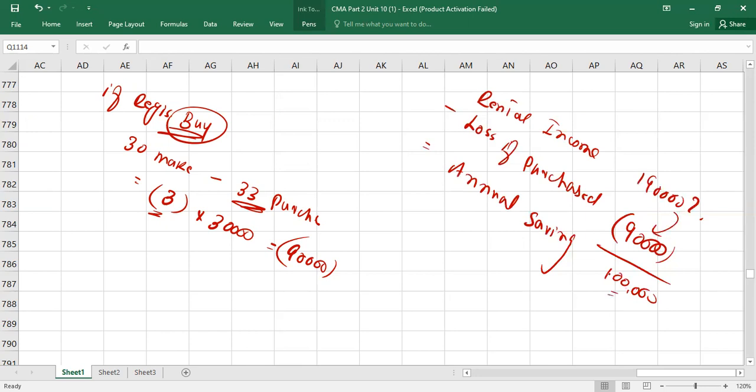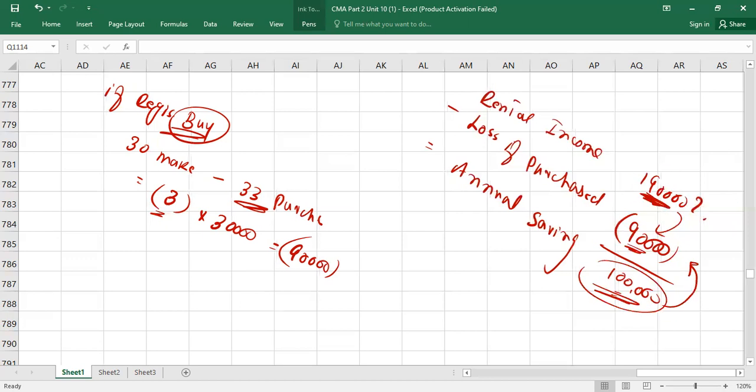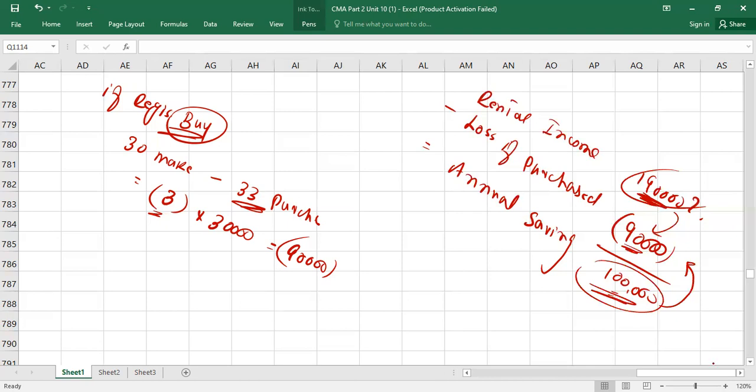So how did I get it? I'm going in reverse. This value is given, and this we calculated. So going back, I add 100,000 plus 90,000, and it will be 190. Because when you go in reverse, negative values become plus. So this should be your rental income. If you buy, this will be your loss, and then this will save 100,000 as an annual saving for you. So 190,000 should be the rental income. This was the question they were asking.